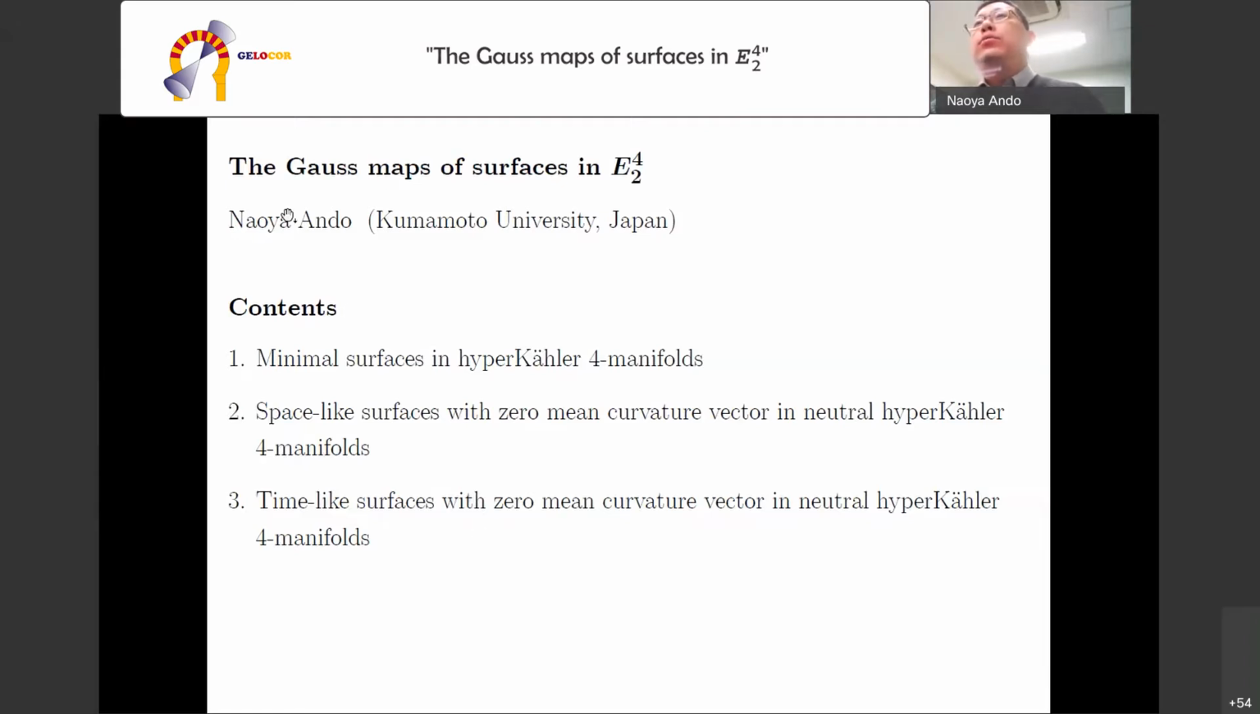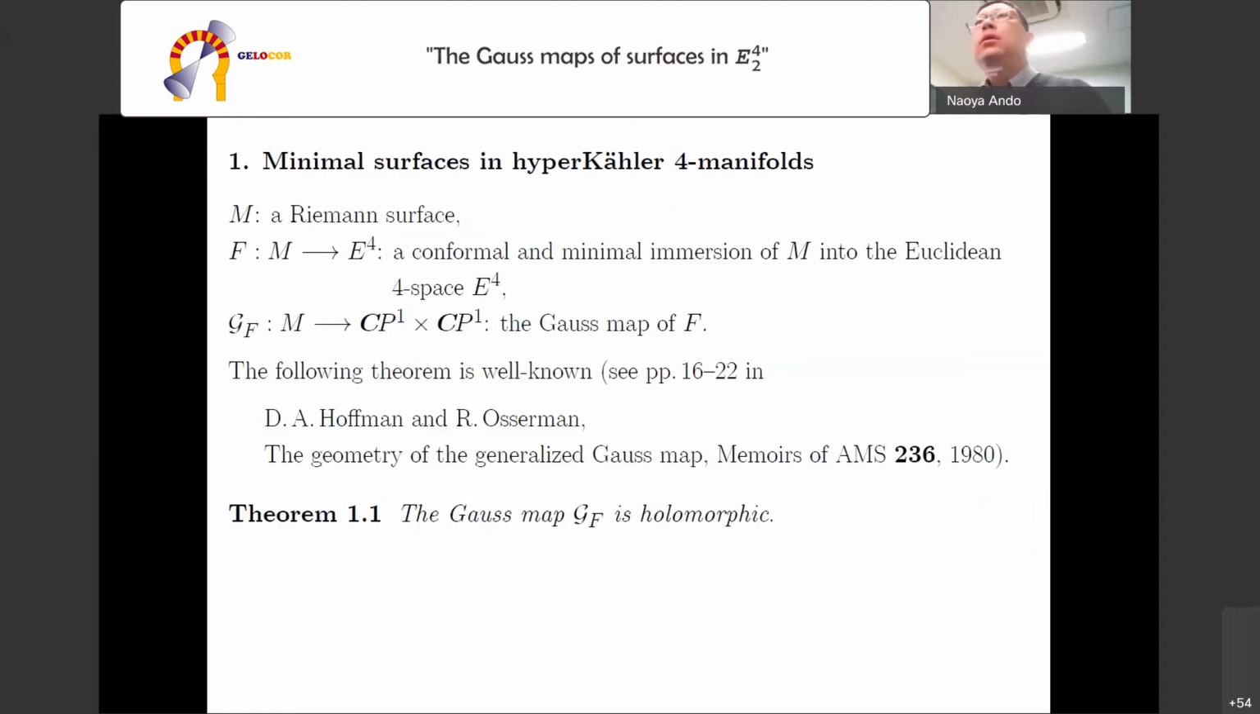In this talk, we consider the Gauss maps of surfaces in the Euclidean 4-space and E^4_2, the four-dimensional flat neutral space form. In addition, in general, we consider surfaces in hyperkähler 4-manifolds and neutral hyperkähler 4-manifolds. In the first section, we consider minimal surfaces in hyperkähler 4-manifolds.